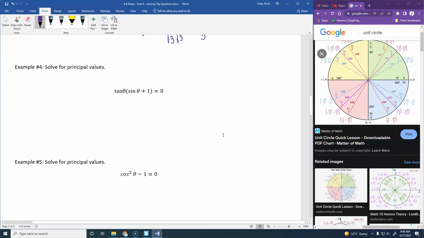Okay, let's look at 4. It's a little bit different. Solve for principal values again. I've got tangent theta times sine theta plus 1, and it equals 0. Just remind me, I'm going to give you some. What if I had x times x plus 1 equals 0?